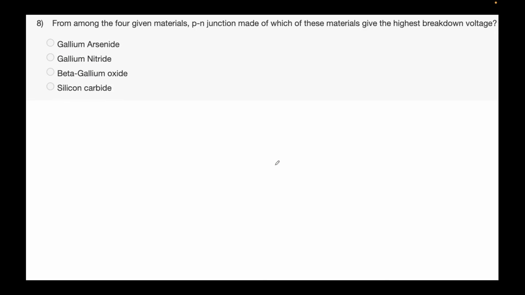Okay, the next question is: from among the 4 given materials, a PN junction made of which of these materials will give the highest breakdown voltage? These are the 4 materials given to us: gallium arsenide, gallium nitride, beta gallium oxide, and silicon carbide. All 4 are semiconductors. The question asks which of these will give the highest breakdown voltage. When nothing specific is mentioned about the breakdown voltage, here we are talking about the avalanche breakdown.